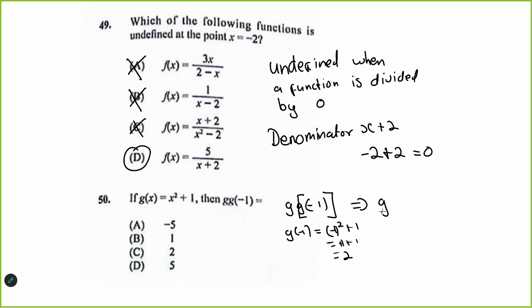So instead of g of minus 1, you know the answer is 2. So you want to know g of 2? That would be 2 squared plus 1, which is 4 plus 1, which is 5. So the answer here is 5, D.